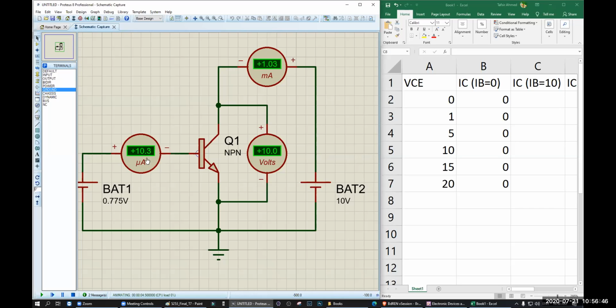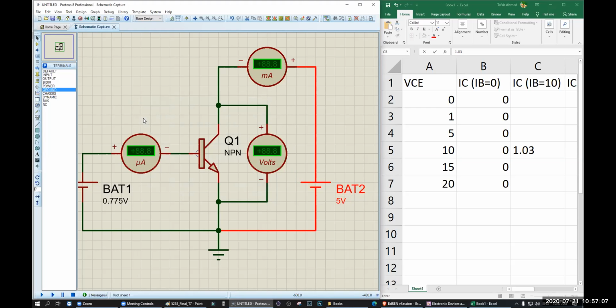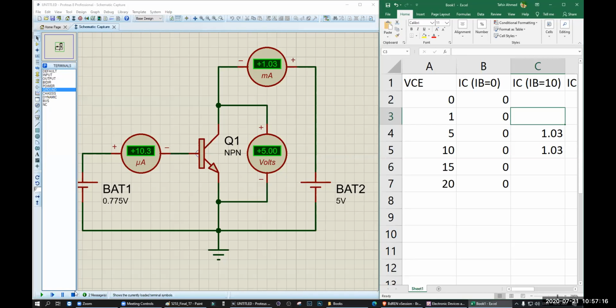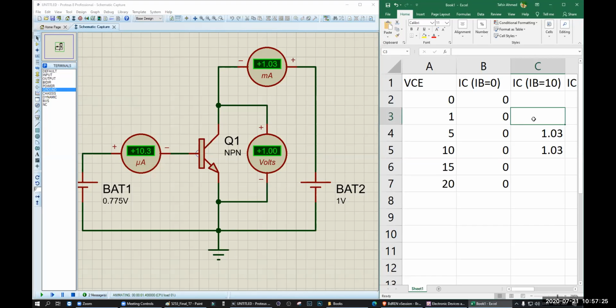This is our current for 0.775. Our current is 10. For 10 volt, our current is 1.03 milliampere. Let's change this value to 5, because we have a value for 5 volt as well. Again, same value, 1.03. Let's see the value for 1 volt. Again, 1.03. Let's see the value for 0.1.